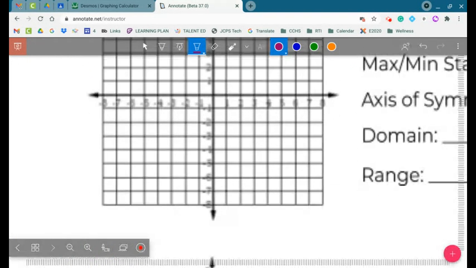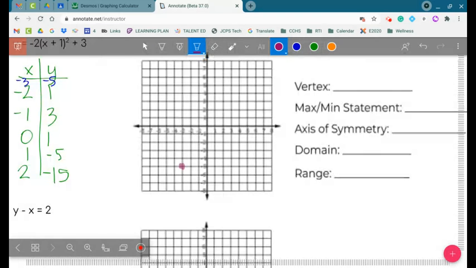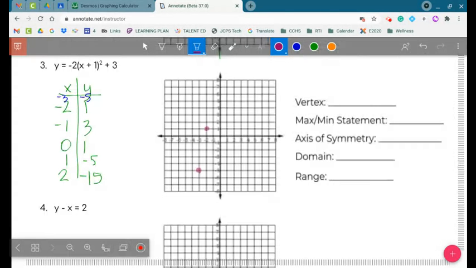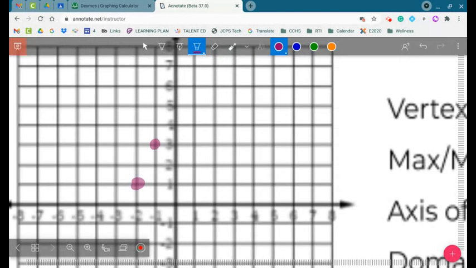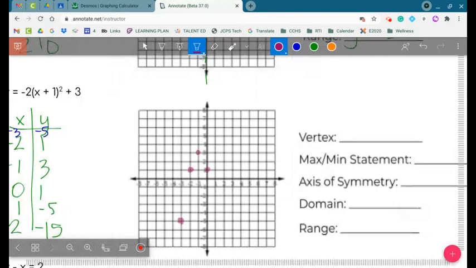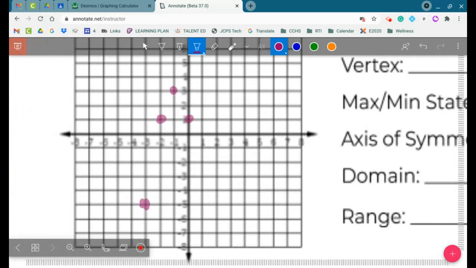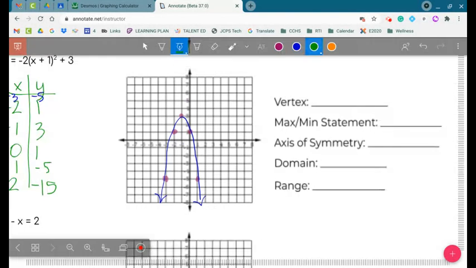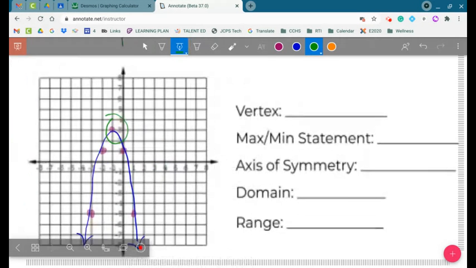So -3, -5, -2, 1, -1, 3, 0, 1, and then 1, -5. I am not going to graph the 15 just because it'd be like all the way on the bottom. So some, like this one, I had to go in the opposite direction so I could get another point to have an accurate graph. So this one, our vertex is -1, 3.